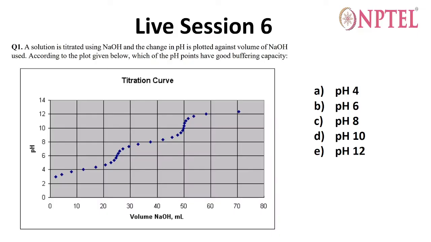So the first question of our live session 6 is: a solution is titrated using NaOH and the change in pH is plotted against the volume of NaOH used. According to the plot given below, you can see it's clearly visible. Which of the pH points have good buffering capacity? This is our question, right? We have a few options and multiple options can be correct. So think properly and give your answer in the chat section. I hope everyone will do it very quickly.